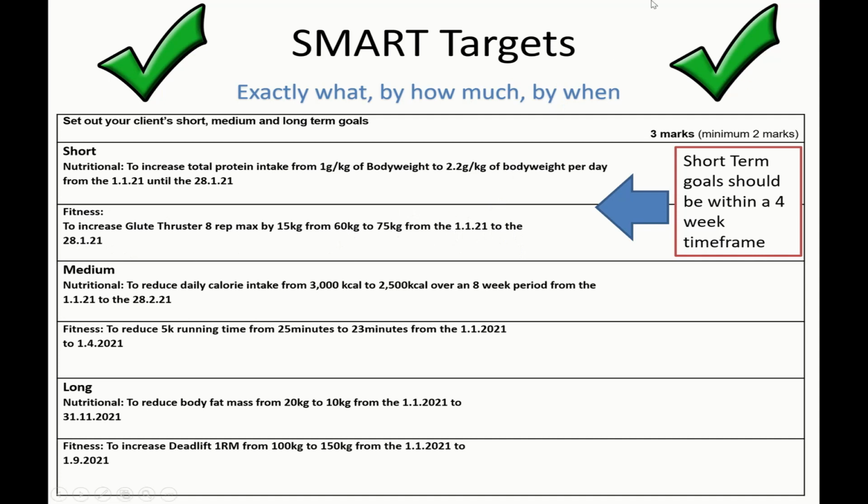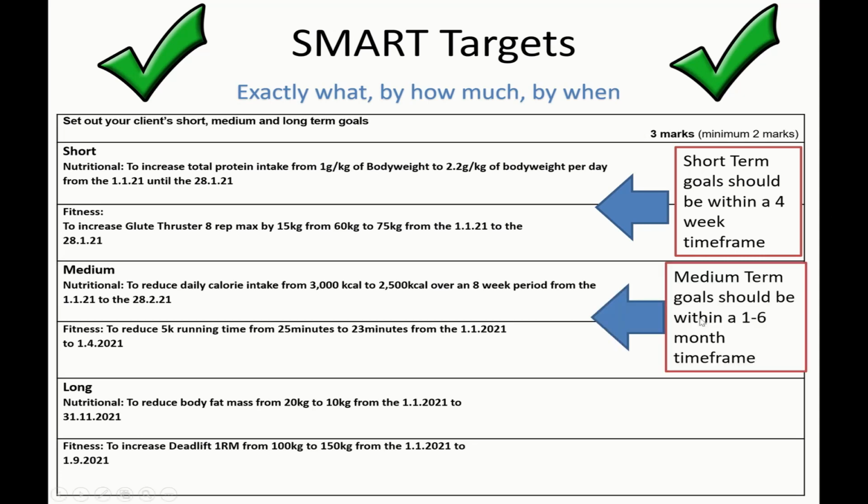If we move on to the medium term goal, once again, we have to set a nutritional and a fitness goal. These don't actually have to be linked, so it doesn't have to be a continuation of the short term goal which you've set, so that you can set different goals related to different nutritional and fitness factors. It is important, though, that when we come to the medium term goal, that they are between a time frame of 1 to 6 months.